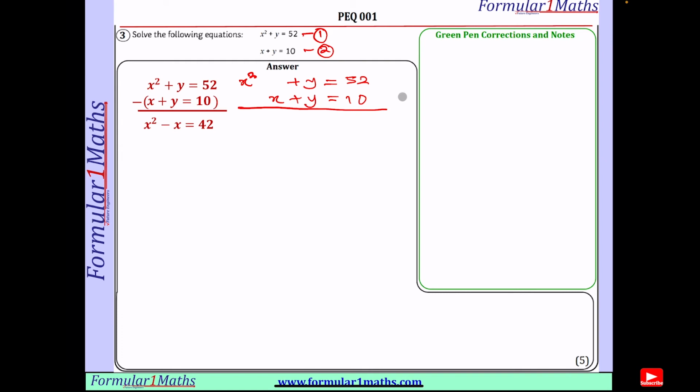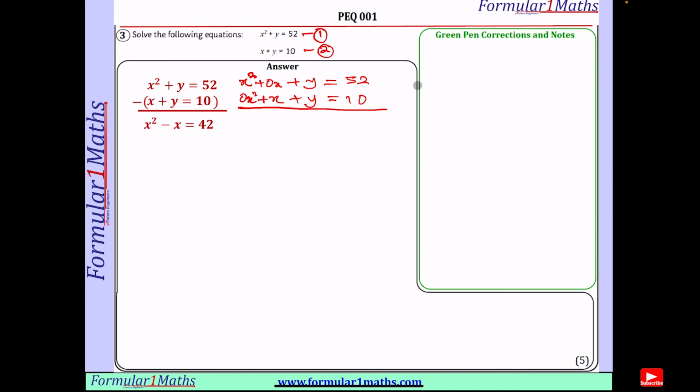I'm going to write 0x here for clarity and 0x squared here, again for clarity. You don't have to do it in a real exam, but just to show you how I got this quadratic equation here.